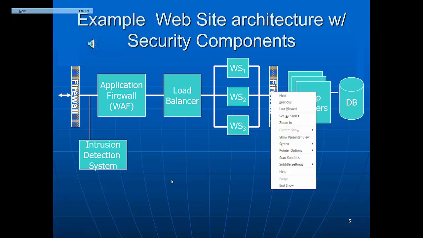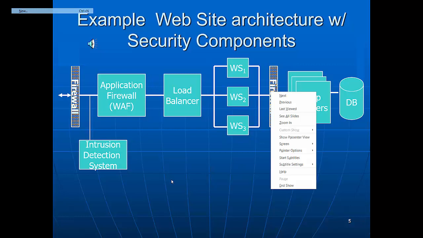So an example of a very simple website architecture with very basic security would look like this, where you might have a firewall coming into the network that the company owns. You can have an intrusion detection system. We'll talk about that in another series of lectures and information. You might have an application firewall.